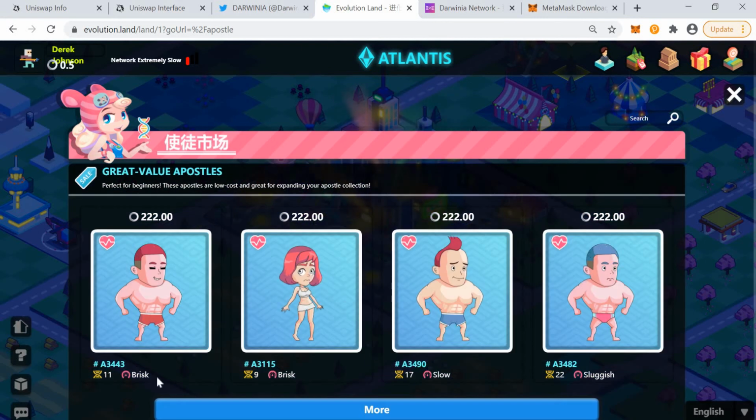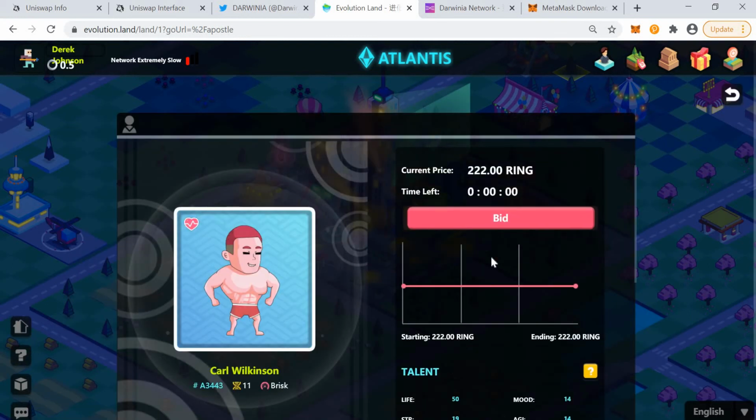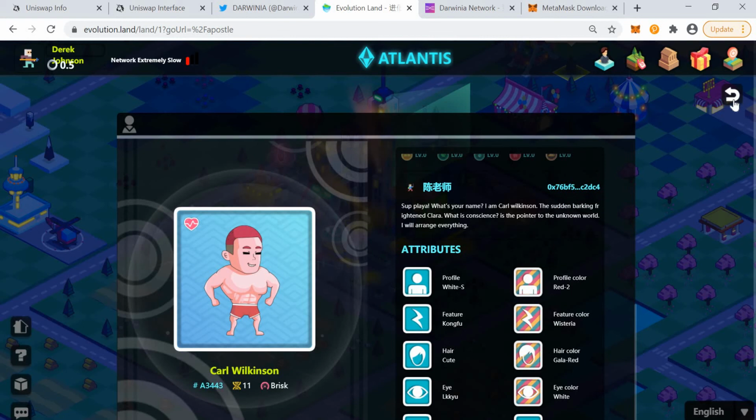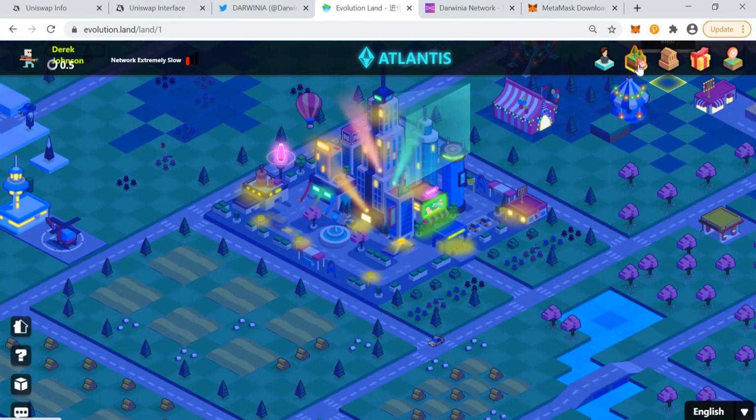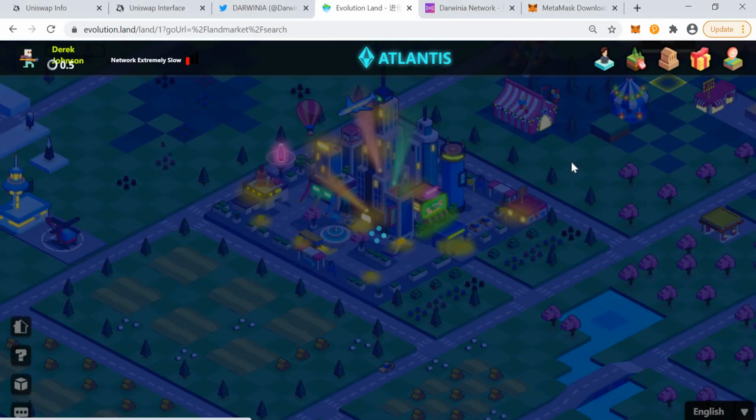So yeah, here's the market. I'll go back to this. This is the market for apostles. You can see how much they're selling for, 222. It's like someone's trying to outbid me, but that's okay. It's a fair market. And you can go to the land market too.